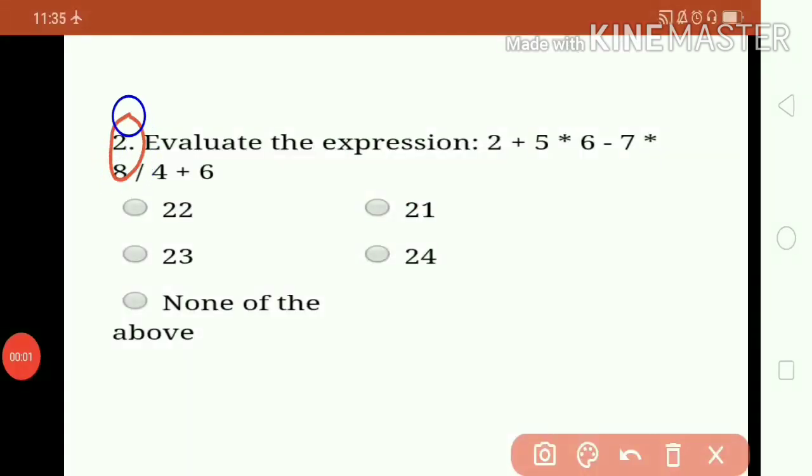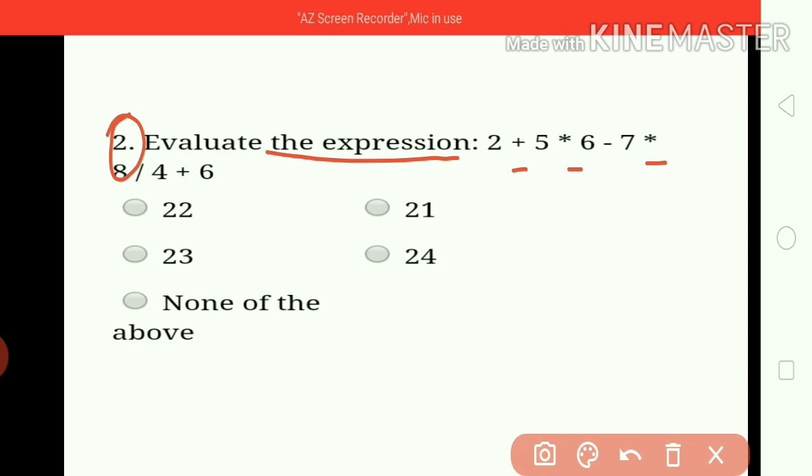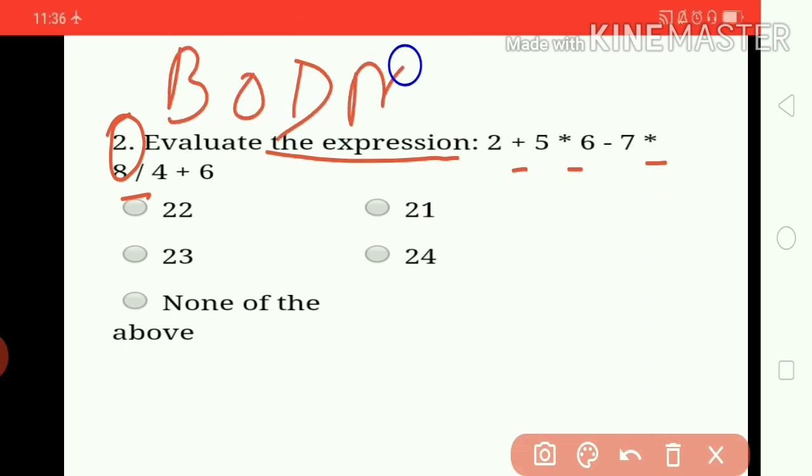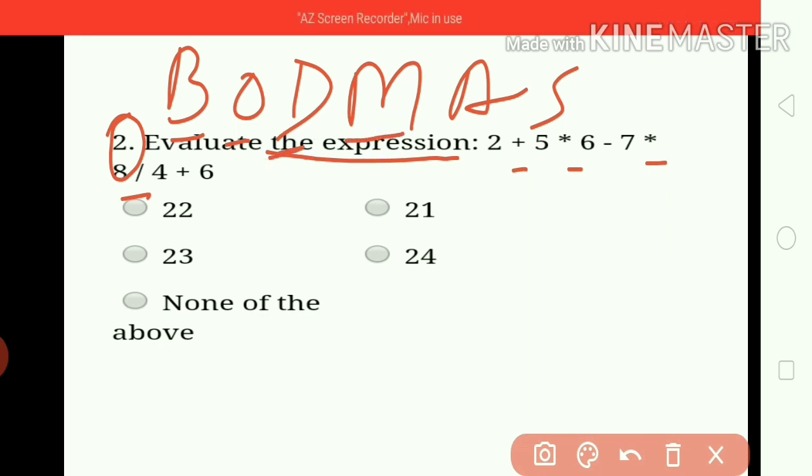Let us start question number 2. Evaluate the expression. You know that it has many operators like plus, multiply. This star is showing multiplication, this slash is showing division. So we have all the operators. In this case we have to use BODMAS. You know that in BODMAS, we at first solve bracket, then of operation. Of is also a multiplication. D means division, M means multiplication, A means addition and subtraction.